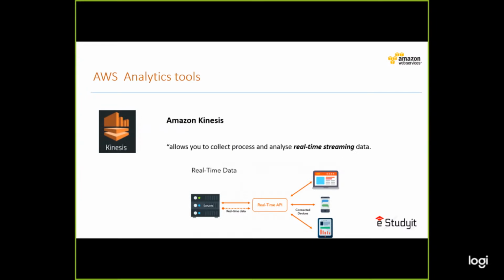This is an illustration graph to show Kinesis. If you have a real-time API live streaming, let's say you have multiple channels or multiple live streams at the same time, how can you analyze that? Amazon Kinesis allows you to collect this data and process it in a real-time live environment. So, great things for AWS users.